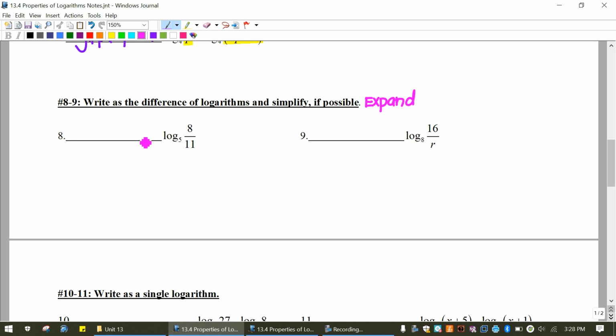So that division tells me I'm separating the log base 5 of 8 and the log base 5 of 11 by a subtraction. That's the quotient rule. So this quotient, this numerator divided by this denominator, separating that, you put a subtraction in between. Same thing on number 9, log base 8 of 16 minus log base 8 of r.